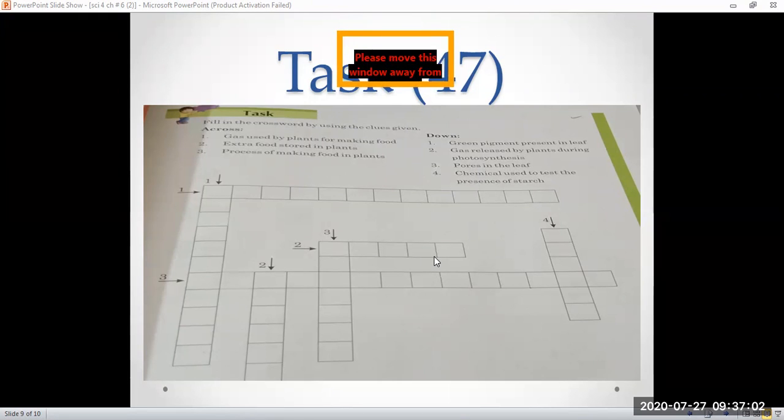From the down, the second one is the gas released by plants during photosynthesis. अब वो कौन सी गैस है जो plants release कर रहे हैं? Here is the downwards. Yes, Zoha. Two students raised their hands again, Usman and Maisha. Yes, oxygen. You are going to write down oxygen here. OXYGEN. Oxygen.